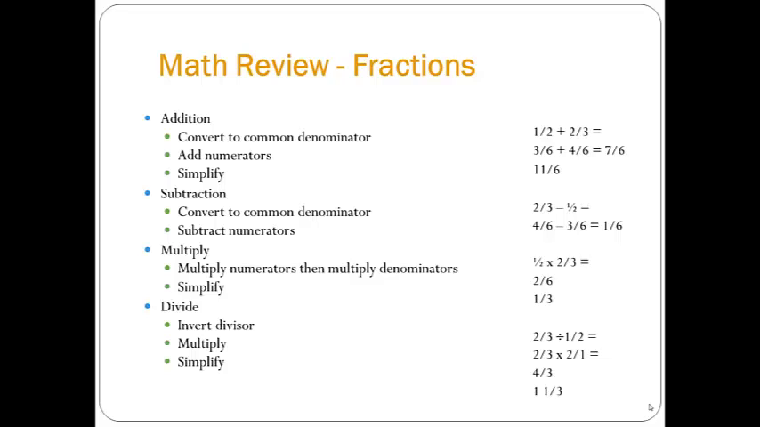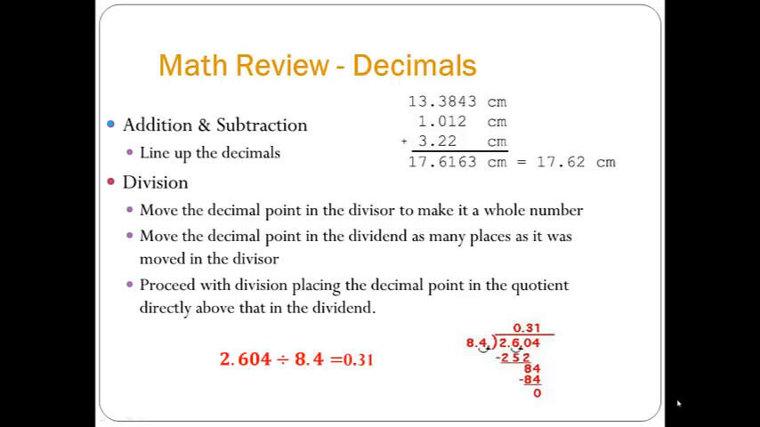Similarly, you convert to a common denominator before you subtract the numerators. To multiply fractions, you simply multiply the numerators, multiply the denominators, and then simplify. And to divide fractions, you invert the second term and multiply. When working with decimals, it's important that you line up the decimals before you add or subtract.